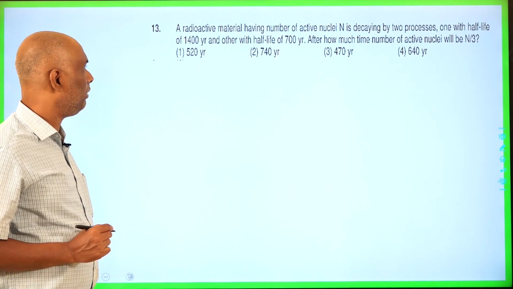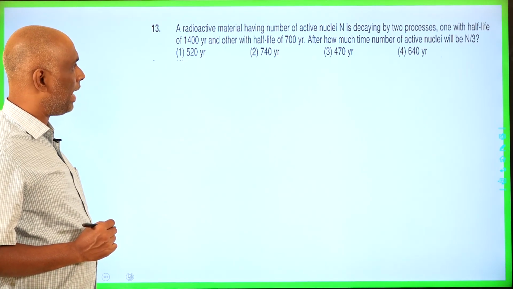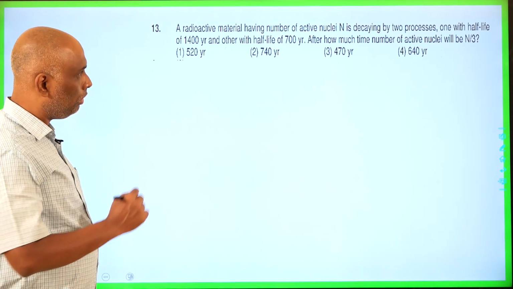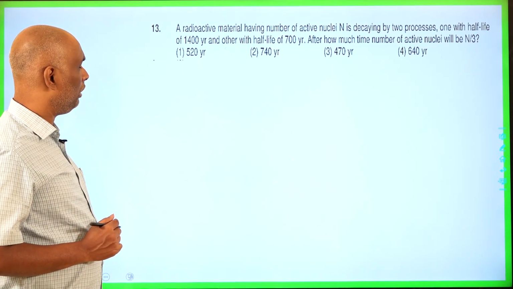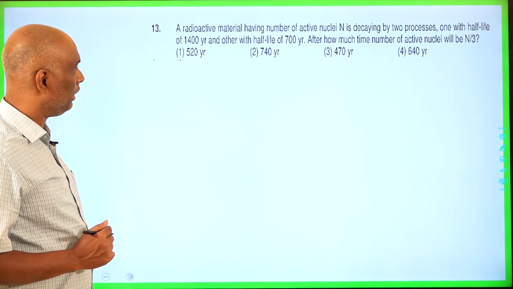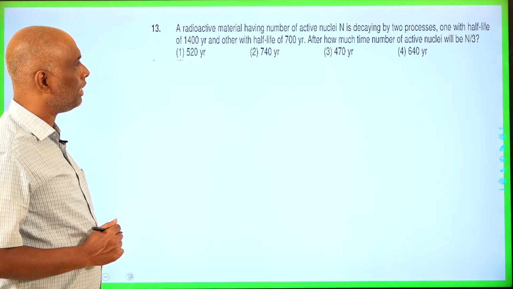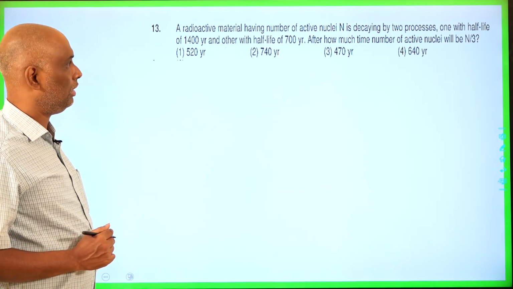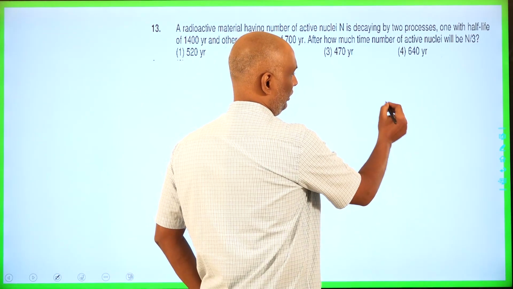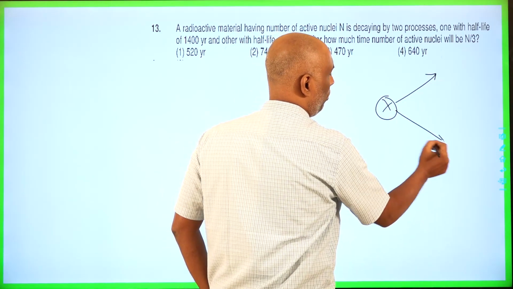Next, question number 13. A radioactive material having number of active nuclei n is decaying by two processes. One with a half-life of 1400 years and the other with a half-life of 700 years. How much time will it take for the number of active nuclei to become n divided by 3? So here there are two processes. There is a radioactive nuclei X. It is undergoing disintegration by two processes.